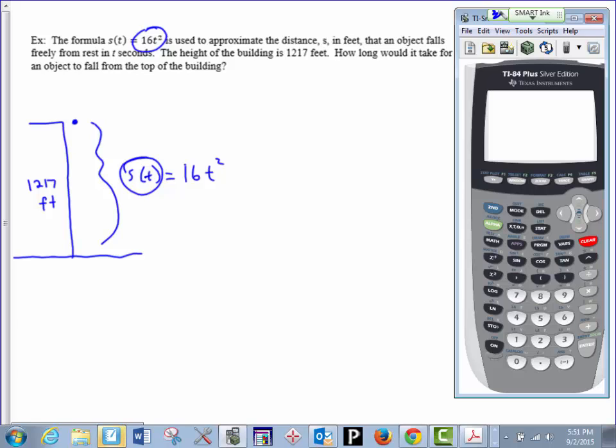So the equation that we want to use to set this up would be 1,217 equals 16t squared. We see that this is a quadratic equation because it has one variable and the highest power on the variable is squared. To solve a quadratic equation, in general, we need 0 on one side. So I'll take the 1217 and move it to the right hand side by subtracting it. So I'll have 0 equals, and then over on this side I want everything in descending order, so I'll put the squared term first and then the minus 1217.